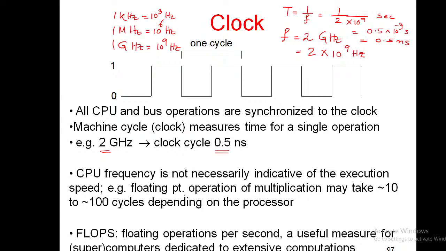Now it is not a single operation. Suppose you are doing some program, like a floating point multiplication operation, and this operation consists of multiple cycles, like 10 to 100 cycles depending on the processor. This is the way multiple operations take place, and depending on that, how many cycles are covered is calculated. Another important term is the FLOP, floating point operations per second, a useful measure for supercomputers to see how computationally effective they are. That is the intention of using this parameter.